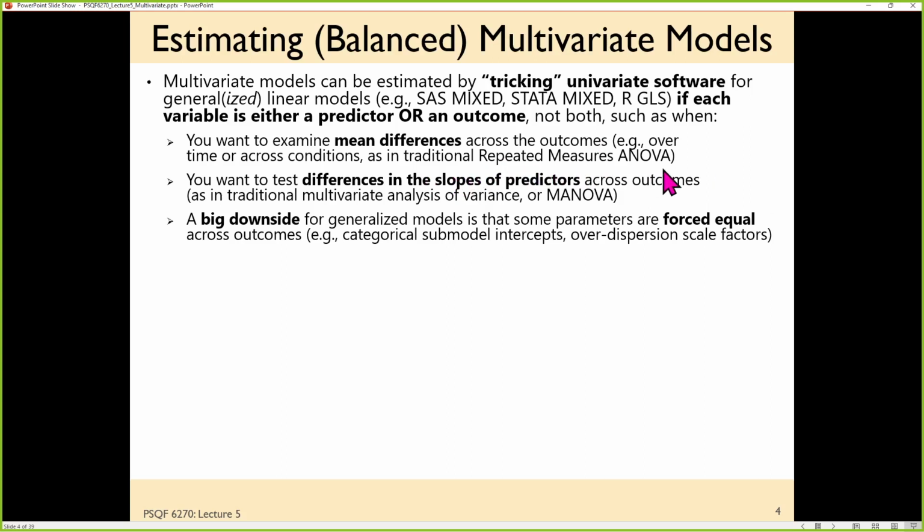When would you want to do it this way? Anytime that you would think about doing a traditional repeated measures analysis of variance. So if you're interested in mean differences across your outcomes, if you want to know if people do better when they're in condition B than condition A, univariate software allows you to put in which condition is which as a predictor and directly answer that question. So it maps onto linear models in the way that we're used to thinking about them beautifully.